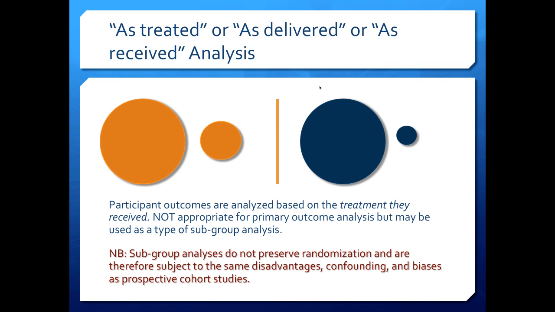When data are analyzed on an as treated or as delivered or as received basis, randomization is broken and its advantages forfeit. This type of analysis is a special type of subgroup analysis subject to the same disadvantages, confounding, and biases as prospective cohort studies.